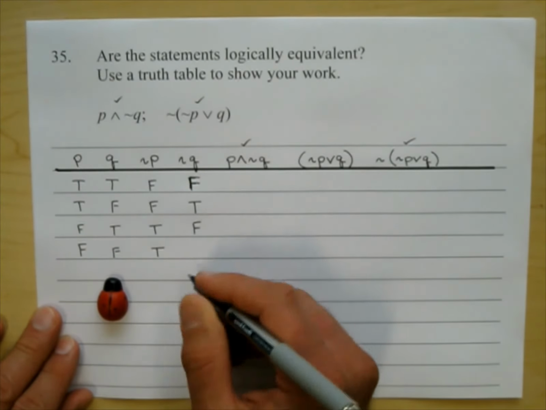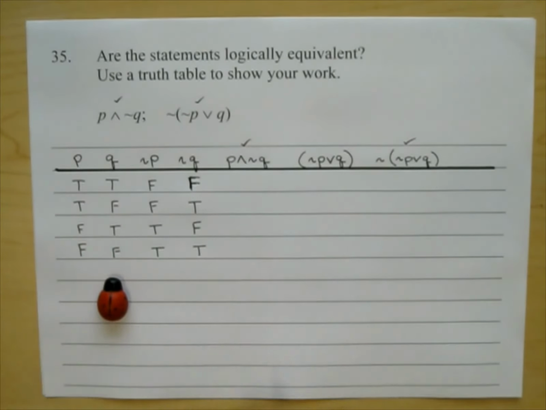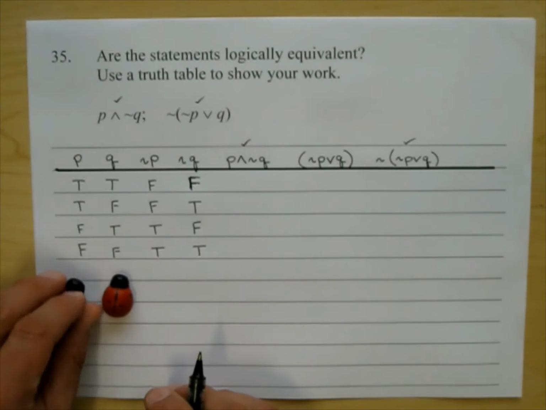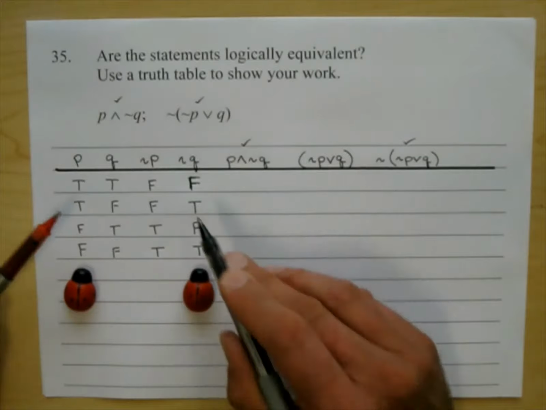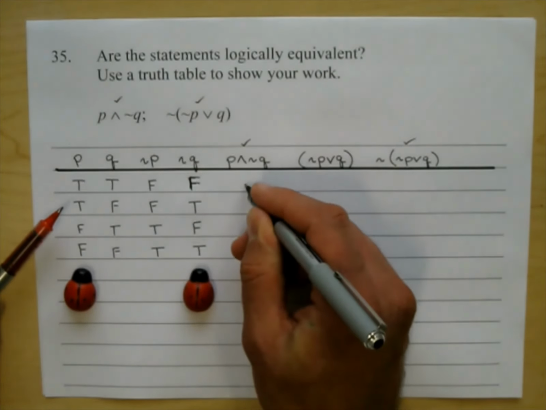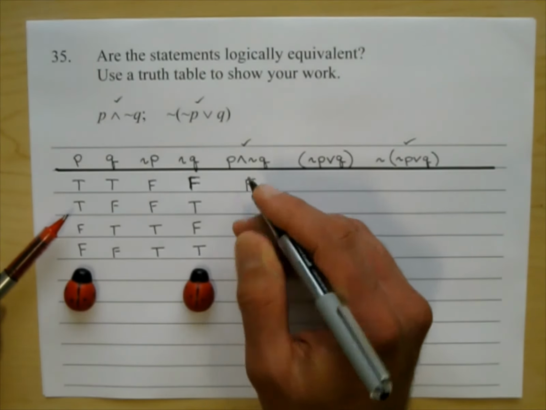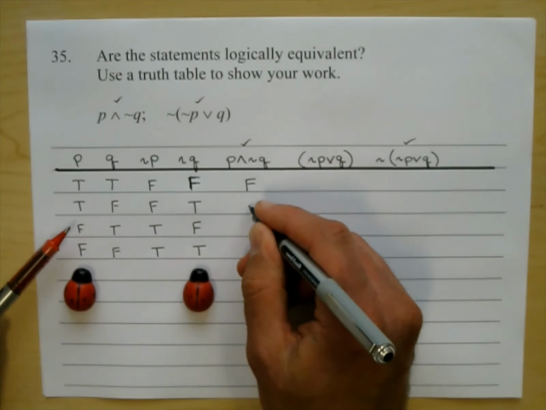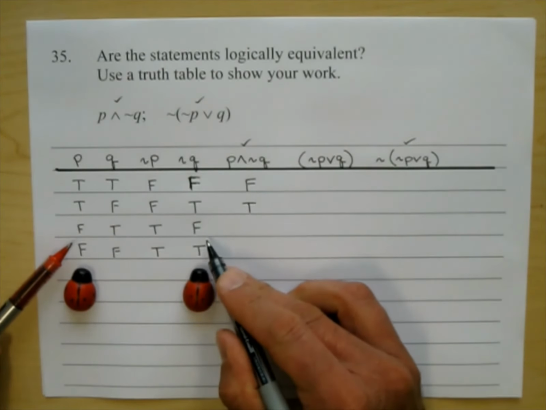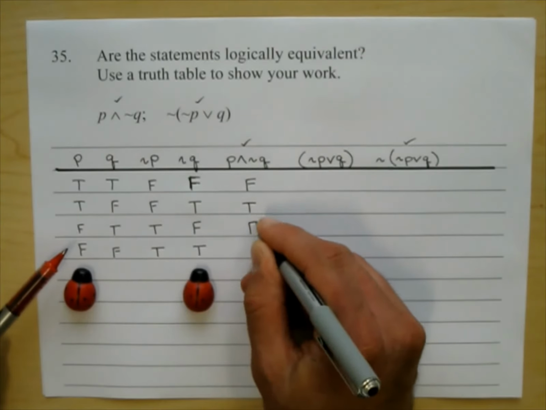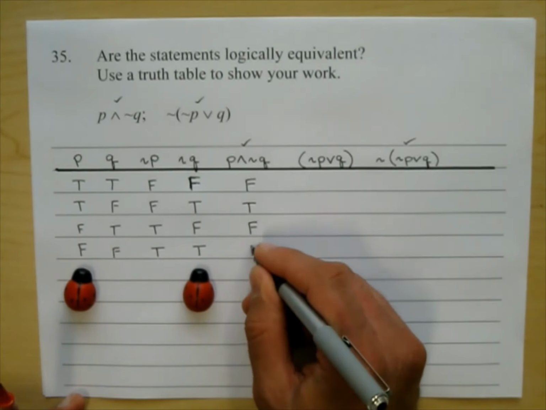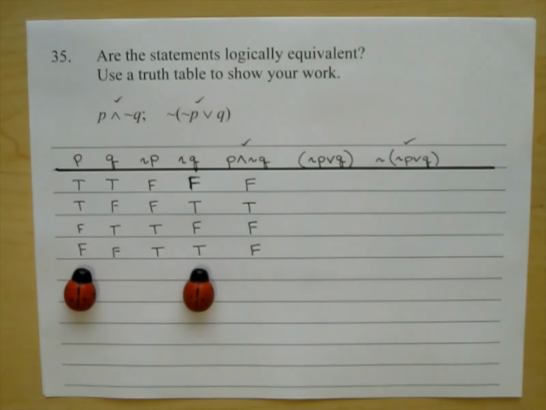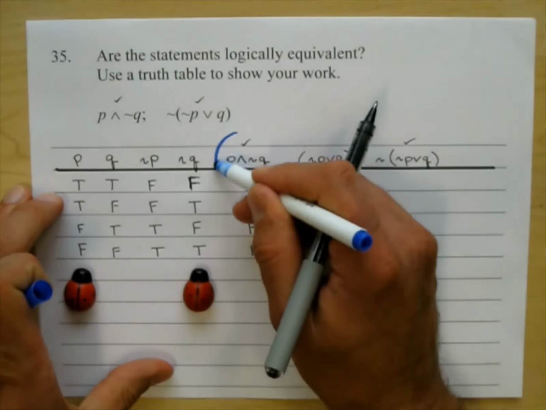I don't know what happened to that F there. And then I'm going to AND together P with not Q. True and false? False. AND is strict. True and true? True. False and false? False. False and true? False. I'll circle this in its own color. Let's circle it in blue.